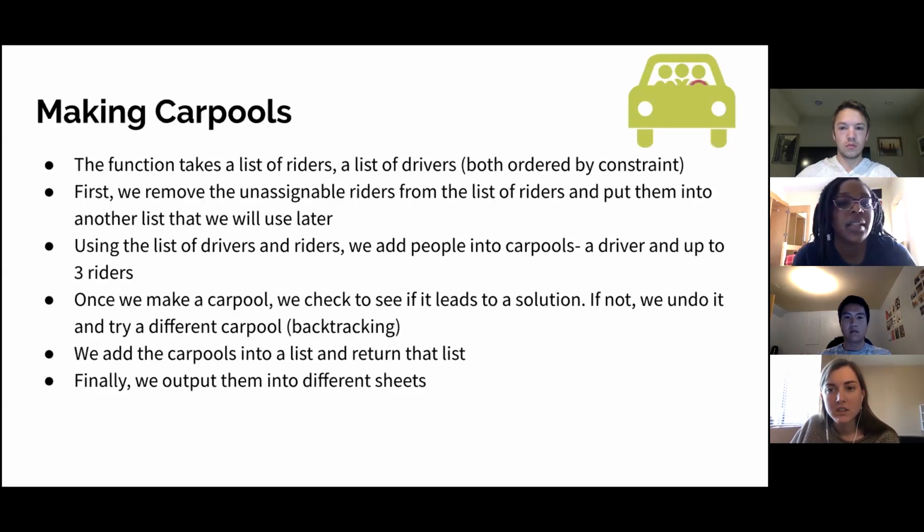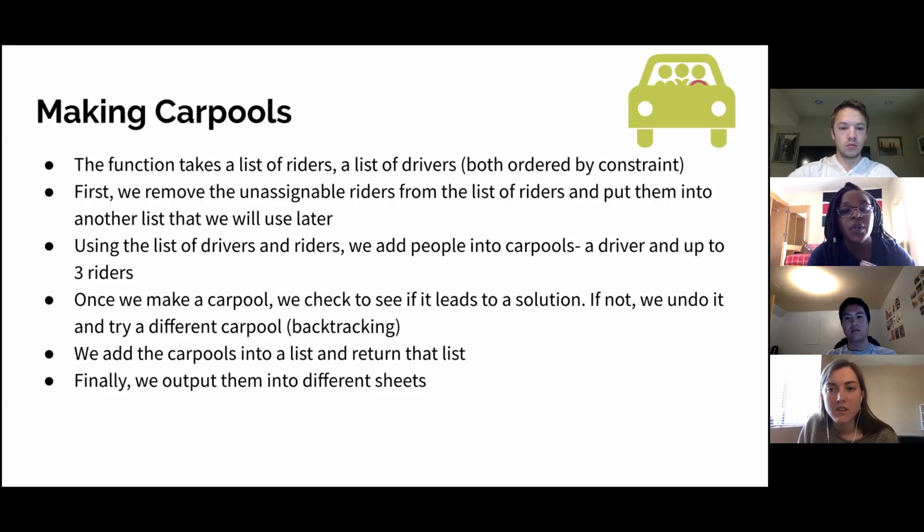Next slide. Okay, so for the couples function, it takes a list of riders and a list of drivers, both ordered by constraint, like I mentioned. First we remove the unassignable riders from the list and put them into another list. And when I say unassignable riders here, I mean riders who do not have compatible drivers.